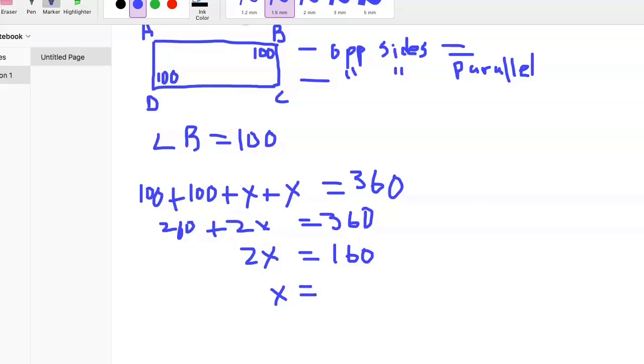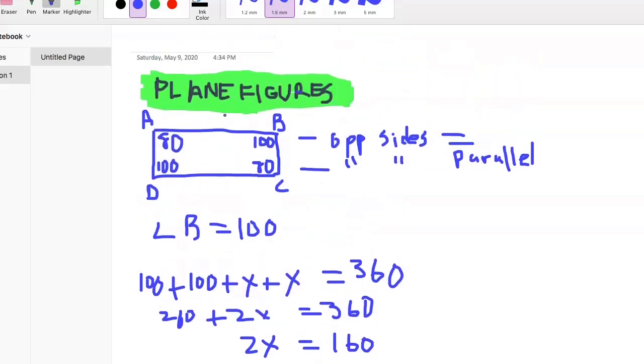160 divided by 2 is 80. So that means C is going to be 80 and A is going to be 80. And then there's our answer, right? So that's how you would do something like that for a parallelogram.